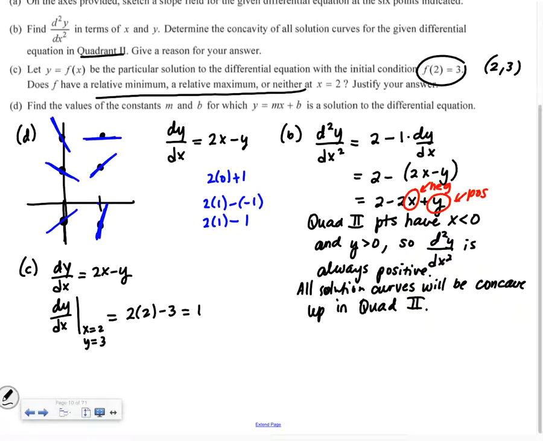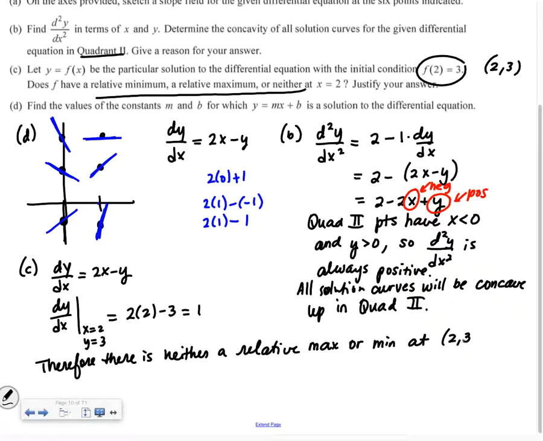So this means that, therefore, there is neither a relative max or min at the point 2, 3 on the graph of f. Okay, because we would need that slope to be either 0 or undefined.